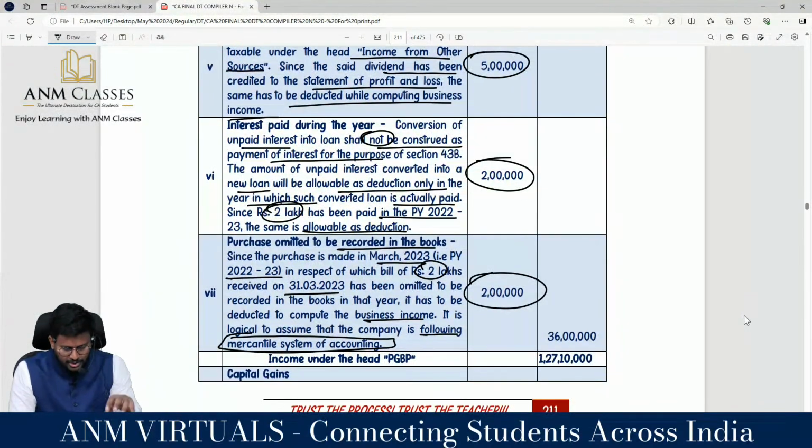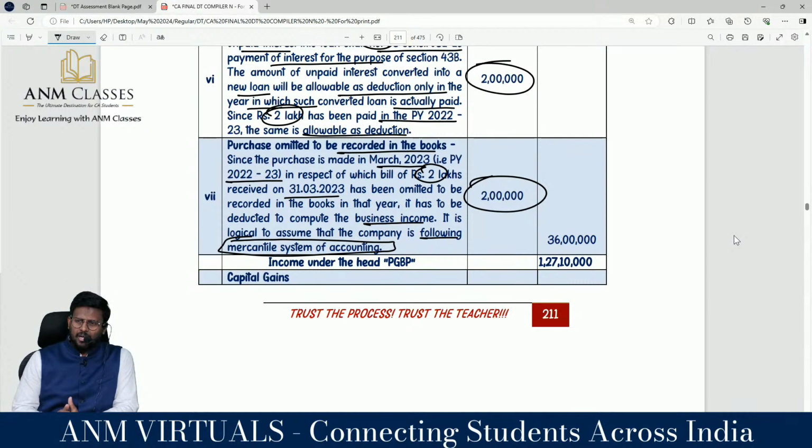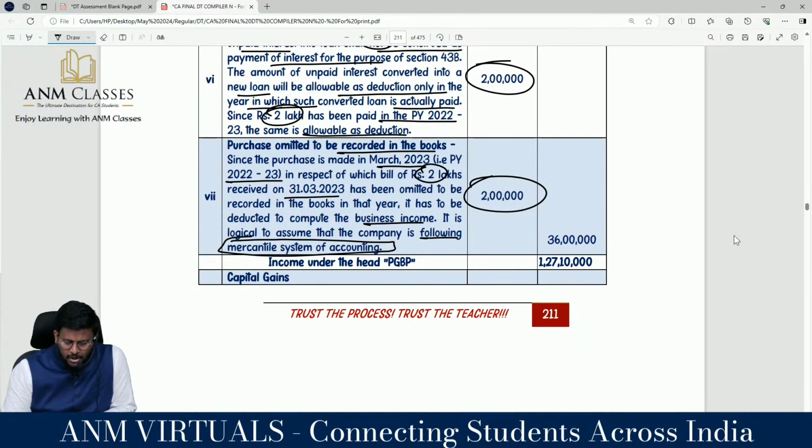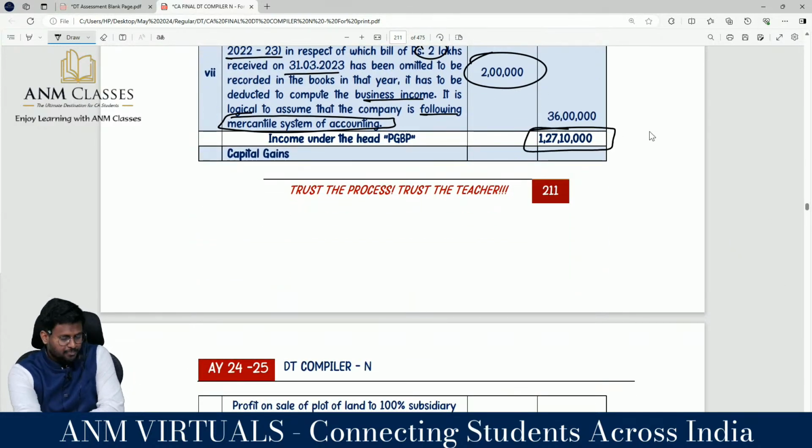Interest paid during the year, sir, out of 10 lakh converted loan, 2 lakh interest has been paid. This would have been nowhere adjusted in the P&L account. You have to manually reduce the net profit, so you have to reduce the 2 lakh. Purchase omitted to be recorded. We are assuming that the company is following accrual system. If purchase bill has not been recorded, my dear lovable students, it won't show the correct profit. So we have to reduce 2 lakh. You'll be getting income under the head PGBP 1,27,10,000.